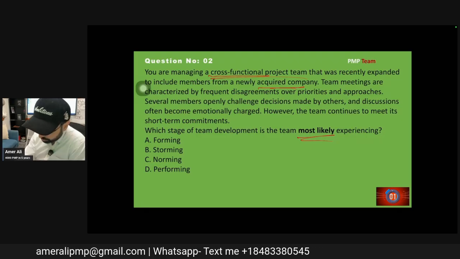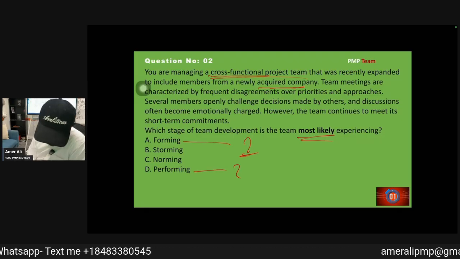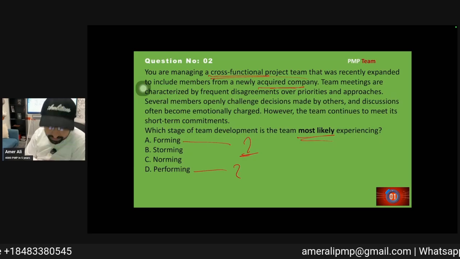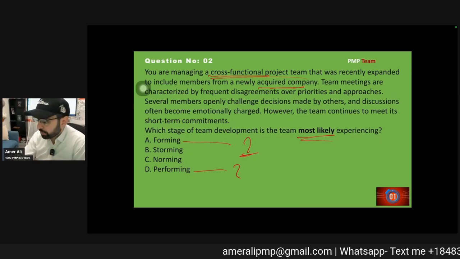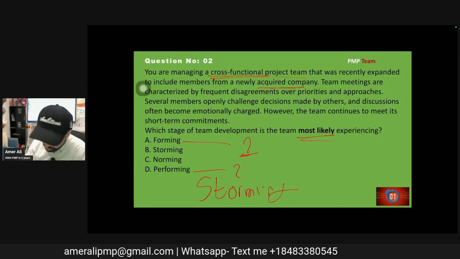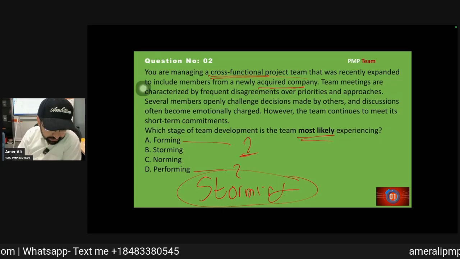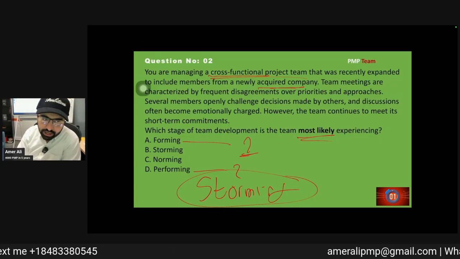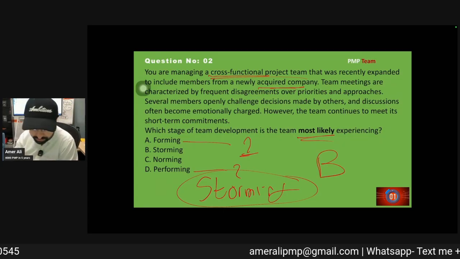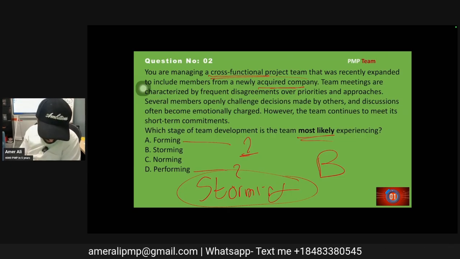Is it the forming stage? Is it performing, norming, or storming? There the conflict is happening. Conflicts are happening. Write it down in your notes. Hassan, you are saying A. All the conflicts we just discussed happen in the storming stage. So B is your right answer. B is your right answer.